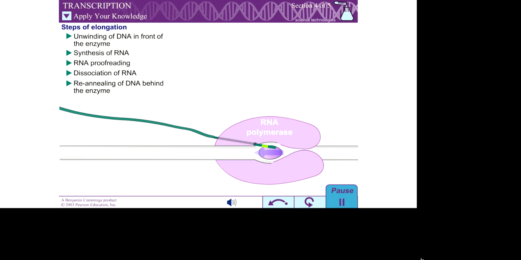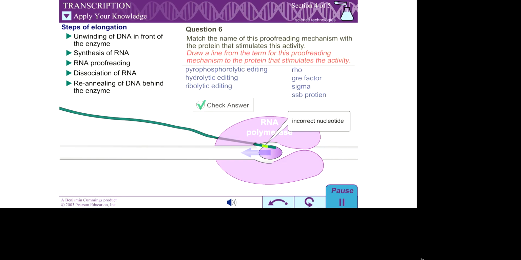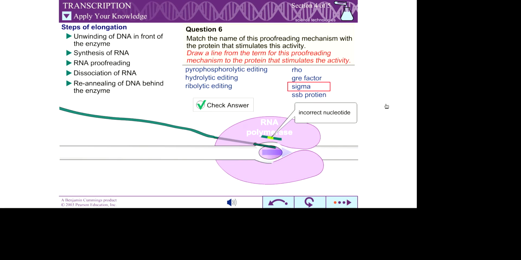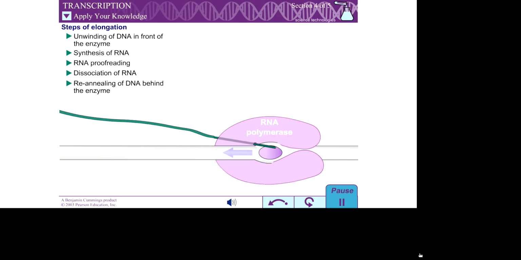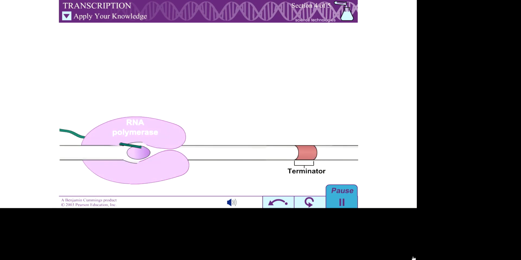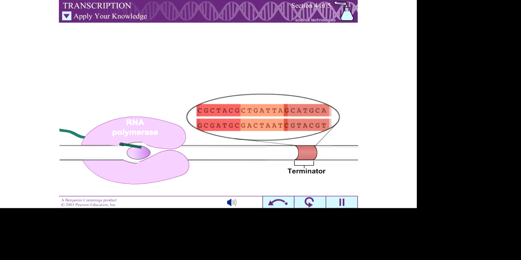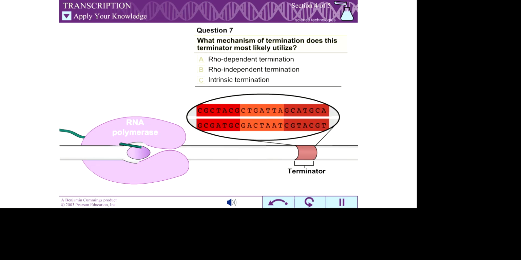Question 6. Match the name of this proofreading mechanism with the protein that stimulates this activity. Termination. Help this bacterial RNA polymerase dissociate from the DNA. Question 7. What mechanism of termination does this terminator most likely utilize?